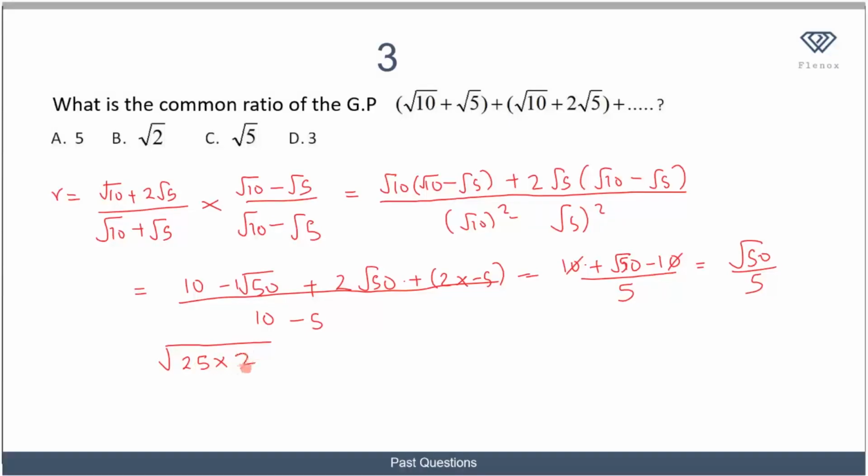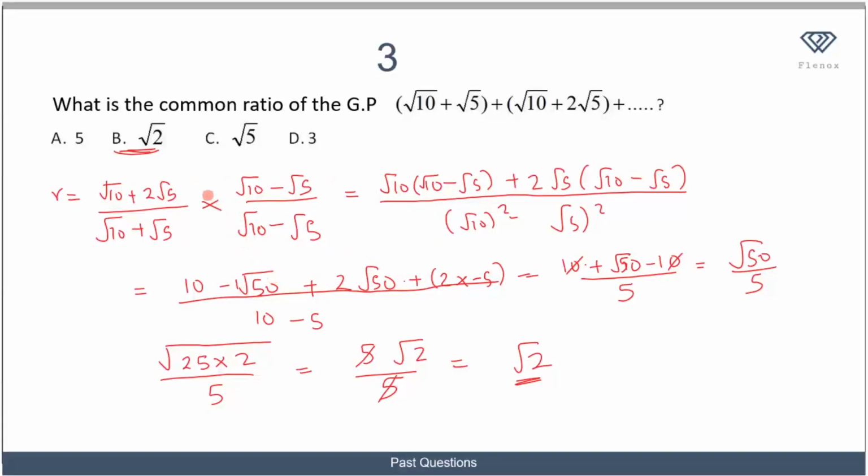So now I can write 50 as the product of 25 times 2. So if I write it as root of 25 times 2 over 5, and the square root of 25 is 5, I can write it as 5 root 2 over 5. Now I can cancel out 5, cancel out 5, and I'm left with root 2. So the common ratio is given by B, which is root 2. So to recap, to find the common ratio, you need to divide the second term by the first term. But to simplify this, you need to rationalize this surd, and that is what we did.